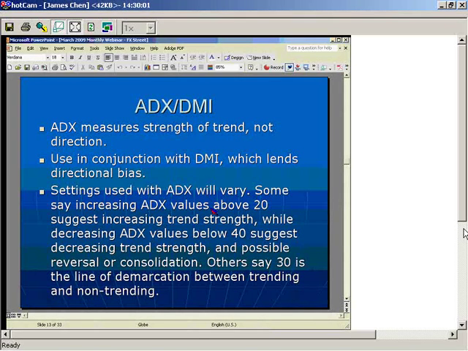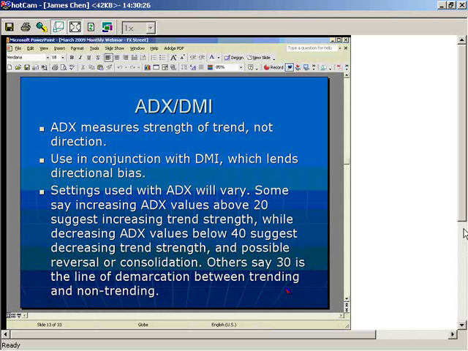So ADX, just very briefly, if you're increasing, some people say that increasing ADX values above 20 suggests increasing trend strength, while decreasing ADX values below 40 suggests decreasing trend strength. And others say the 30 line on the ADX is the line of demarcation between trending and non-trending. So you could take that as you will.